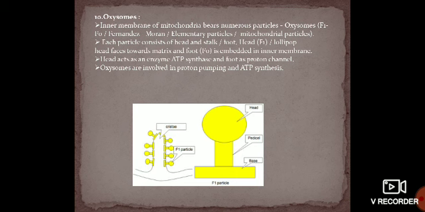Each particle we can see is embedded in the inner membrane of mitochondria, forming those cristae. Now here the head part of this particle has an enzyme, ATP synthetase, and the foot is going to help as a proton channel. So the proton pump is involved with the oxysome, and also ATP synthesis is done with the help of the oxysome.